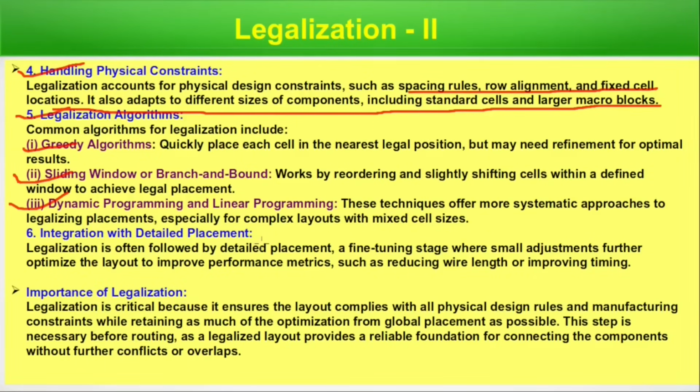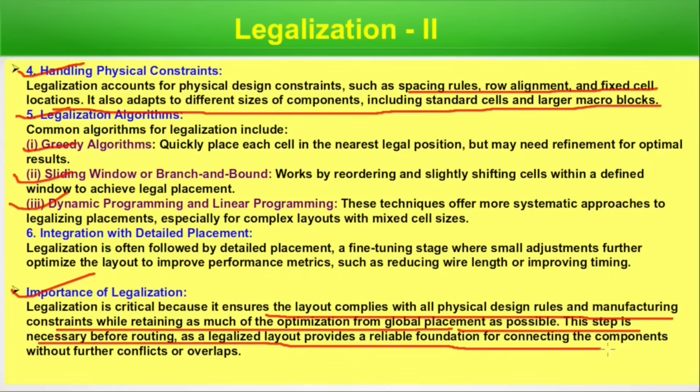These techniques offer a more systematic approach to legalized placement, especially for complex layouts with mixed cell sizes. Now, integration with detail placement. Legalization is often followed by detail placement, a fine-tuning stage where small adjustments further optimize the layout to improve performance metrics such as reducing wire length and improving timing. And what is the importance of legalization? Legalization is critical because it ensures the layout complies with all physical design rules and manufacturing constraints while retaining as much optimization from global placement as possible. This step is necessary before routing, as a legalized layout provides a reliable foundation for connecting the components without further conflicts or overlap. That is the importance of legalization.